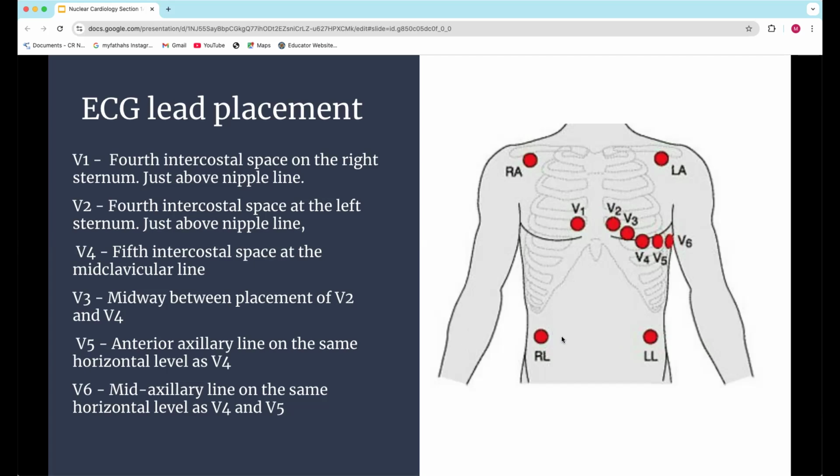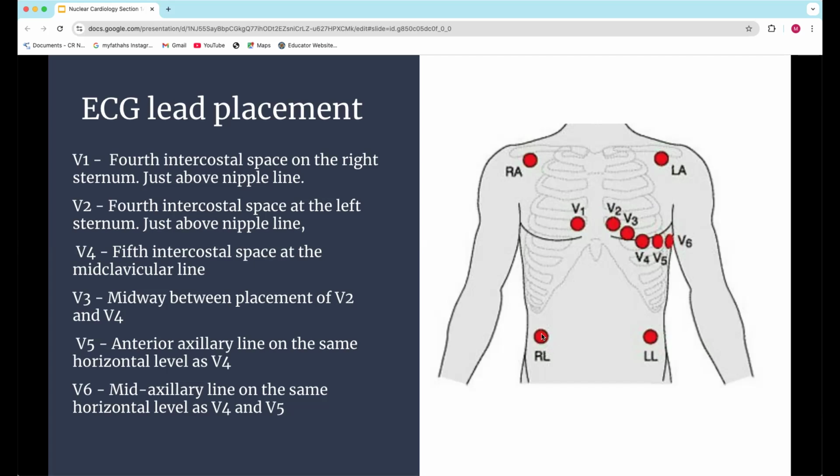For obvious reasons, if you're putting someone on a treadmill, you're not going to put wires on their legs and try to have them run, right? Because if you do, you're going to have an issue. So in nuclear cardiology, you're pretty much doing this setup right here. And what I like to do on this image, it shows these kind of far down.